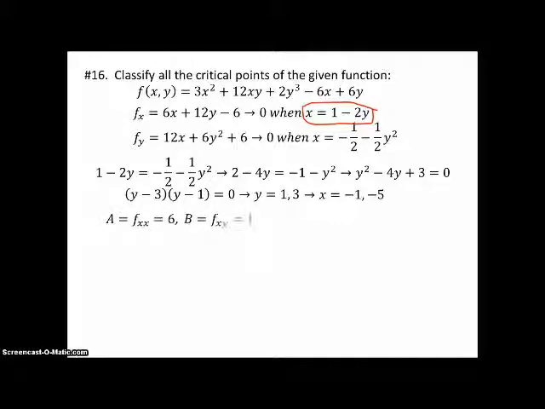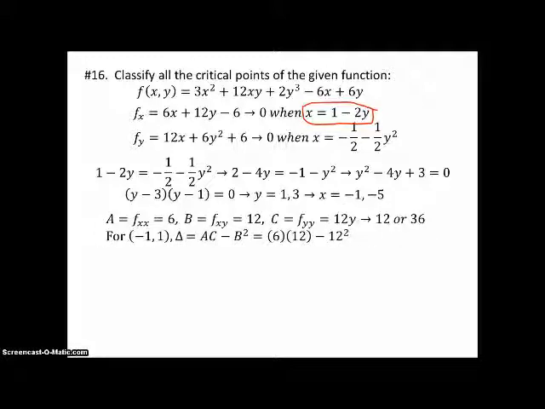So we have two possibilities, and we need the second order partial derivatives. And depending on which set of points you plug in, you get the same value for A and B, but you get two different values for C. So for the first point, (-1, 1), triangle comes out negative, and for the second point, (-5, 3), triangle comes out positive. Therefore, when triangle is negative, it's a saddle point, and when triangle is positive, then we have to look to the A value, and the A value is positive, and so that would be a minimum.